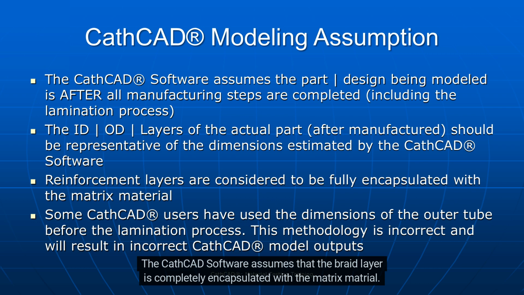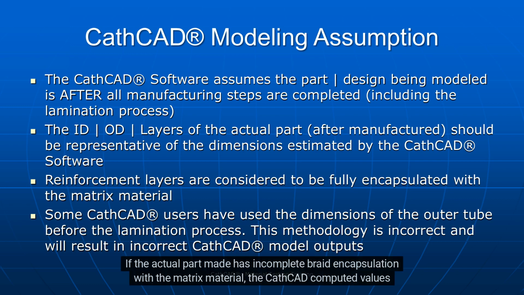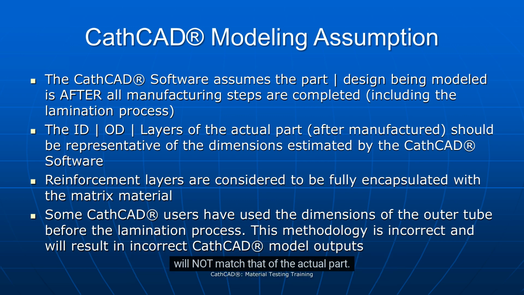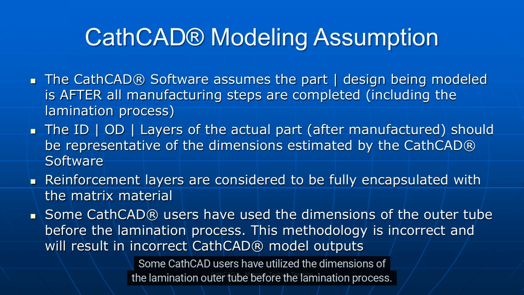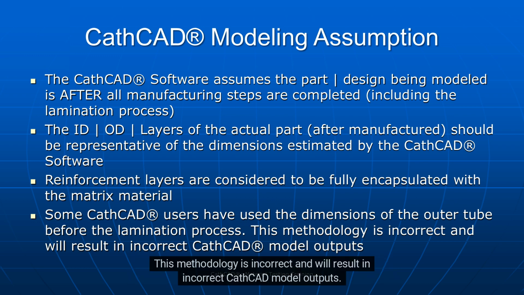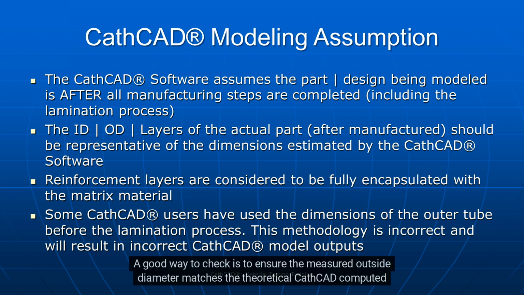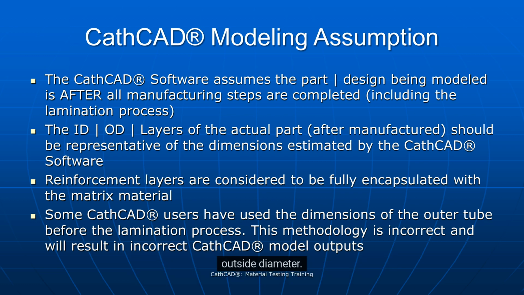The CathCAD software assumes that the braid layer is completely encapsulated with the matrix material. If the actual part made has incomplete braid encapsulation with the matrix material, the CathCAD computed values will not match that of the actual part. Some CathCAD users have utilized the dimensions of the lamination outer tube before the lamination process. This methodology is incorrect and will result in incorrect CathCAD model outputs. A good way to check is to ensure the measured outside diameter matches the theoretical CathCAD computed outside diameter.